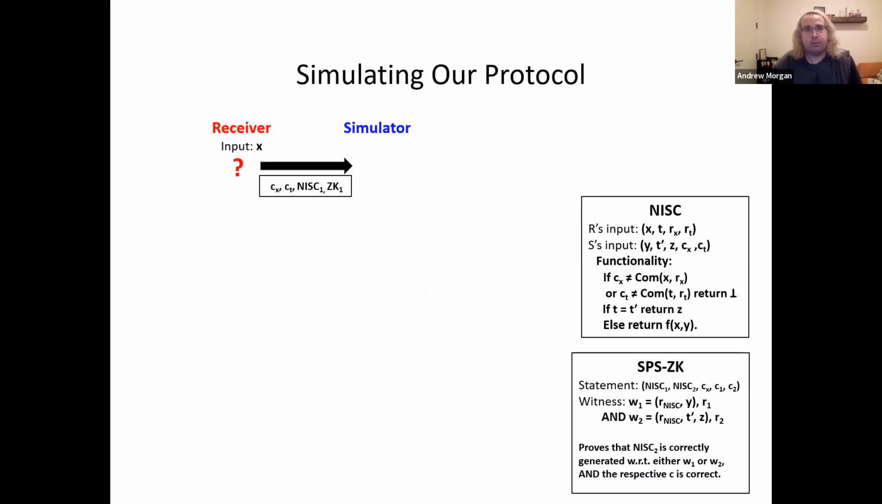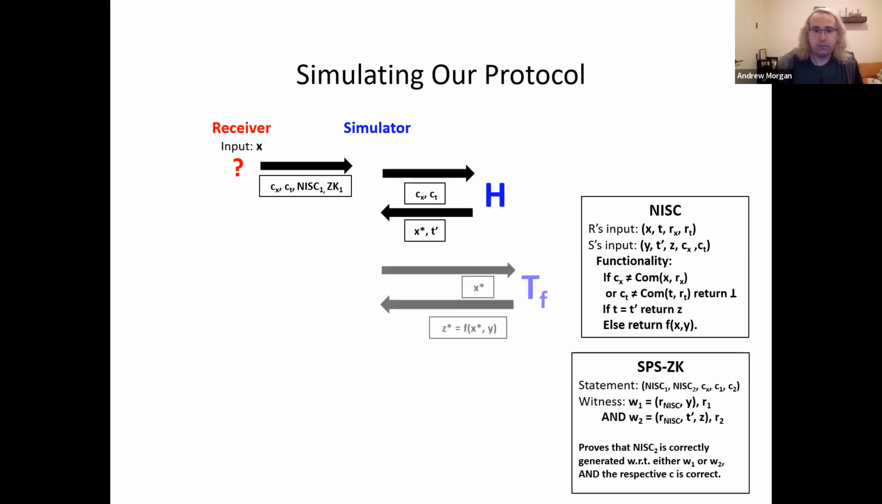So in the corrupted receiver case, the simulator will begin by receiving the first message from the adversary, and it will use this helper functionality to decommit the commitments to X and T and retrieve the input X and trapdoor T. And of course, recall that if those commitments aren't generated properly and consistently with the receiver's inputs, the internal NISC will just reject anyway. So next, it sends the extracted input X to the ideal functionality, which will return the result Z star of F applied to X and the honest sender's input Y.